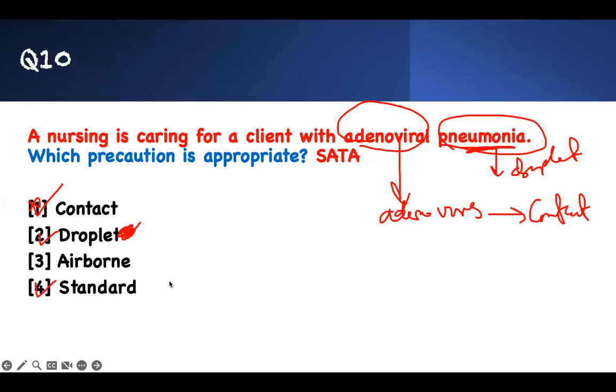So contact, droplet, and standard precaution. The key one is that one, but we still can institute standard precaution in other things. So you still have to wash your hands and do the things you're supposed to do, as a matter of fact, so it's part of the standard precaution.